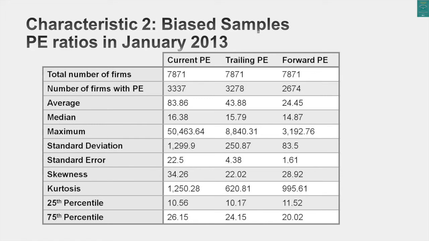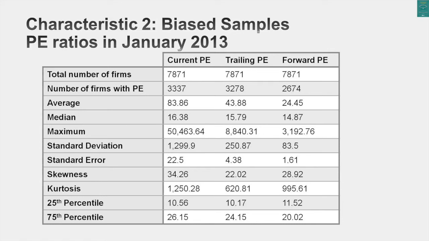In fact, in general, when you use multiples, avoid the use of averages. Those averages are going to be skewed by the fact that the outliers all lie in one direction. It makes far more sense to talk about medians and averages when you talk about multiples in general. Notice also that out of the 7,000 plus firms, only about 3,000 plus firms have PE ratios for them.